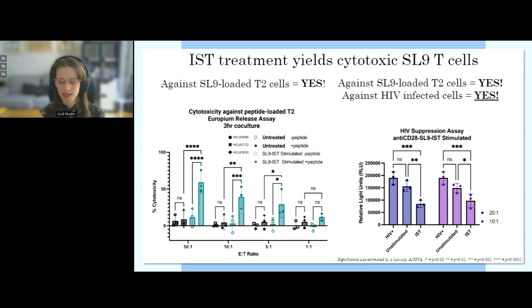So here, because the IST treated samples were able to kill HIV infected cells, we have a significant decrease in the relative light units, indicating that these cells were killing HIV infected cells, naturally infected cells, not specifically SL9 loaded cells. This was also really exciting for us to see because it showed that naive cells from a healthy donor treated with IST were able to kill HIV infected cells, which bodes really well for potential future work using this in real patients.